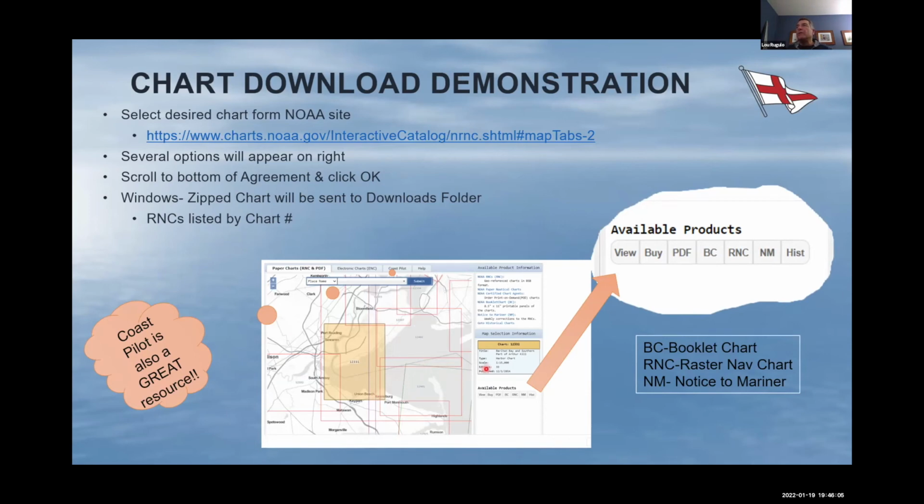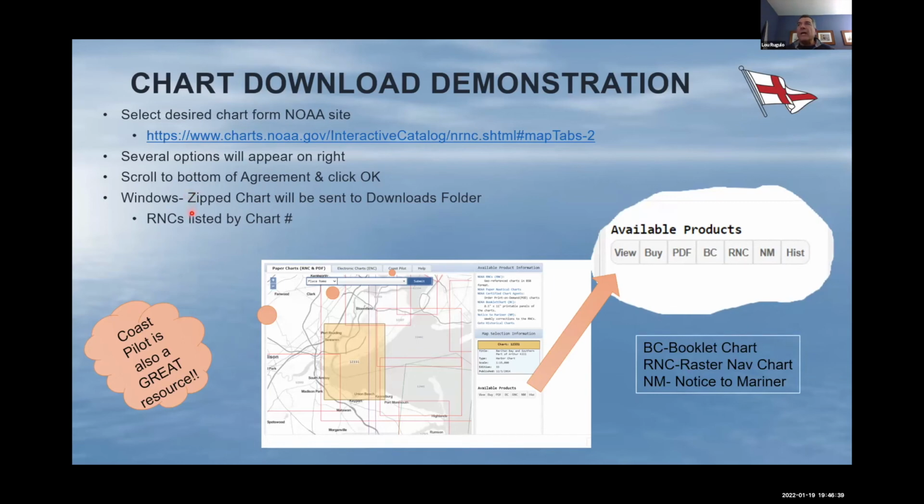Okay, so to jump back to the download procedure. You're going to see these options show up on the right. You pick which one you want. It'll come to a big user agreement page, as any piece of software does. Down at the bottom, you can click OK. On a Windows machine, I can't talk about Apple machines because I don't use them very much, the zip chart will be downloaded and sent to your downloads folder.